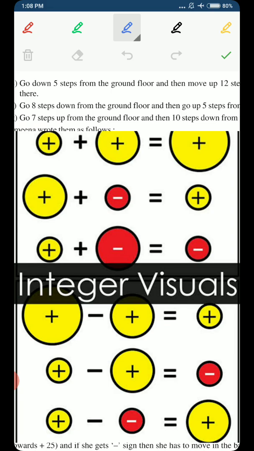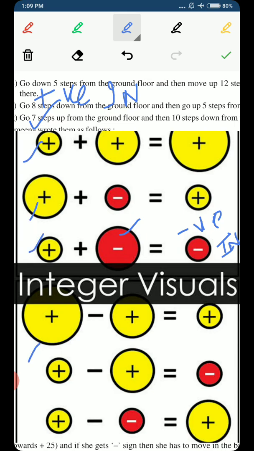What we are seeing in this picture is that there are yellow circles and there are red circles, and in the yellow circles there is a positive sign, and in the red circles there is a negative sign. It means that yellow circles are representing positive integers and red circles are representing negative integers. This is the first thing that we need to learn: all yellow circles are representing positive integers and all red circles are representing negative integers.